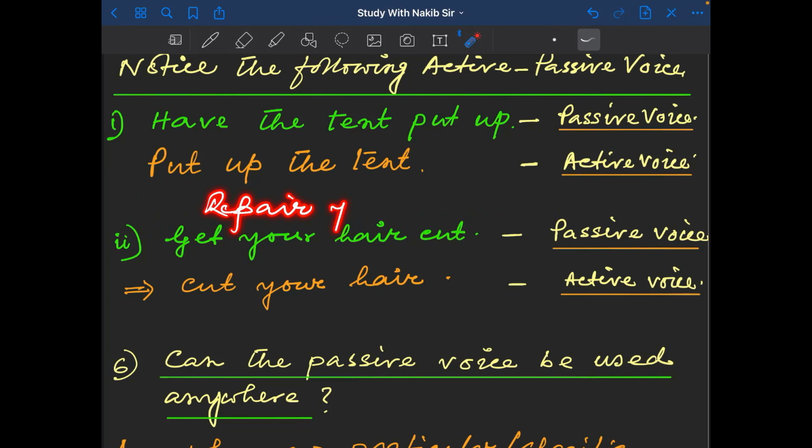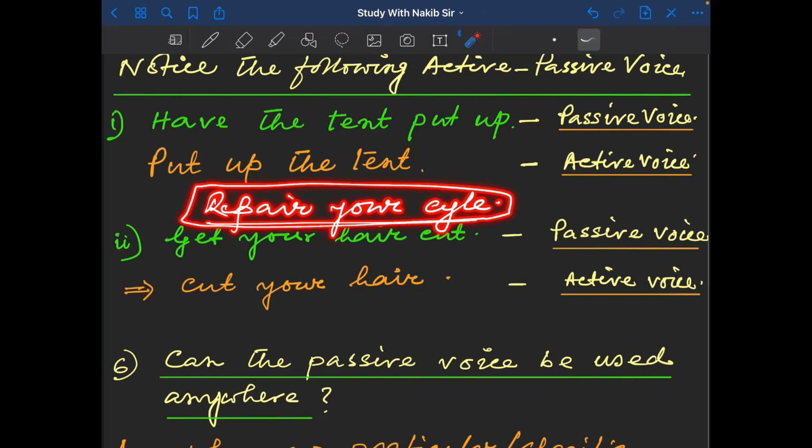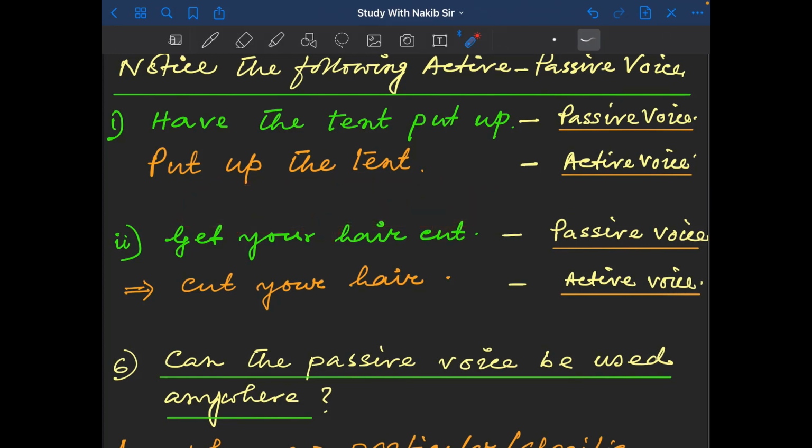Repair your cycle. This is the active form of the voice. Get your cycle repaired. Okay, get your house whitewashed. Get your box painted. Okay.